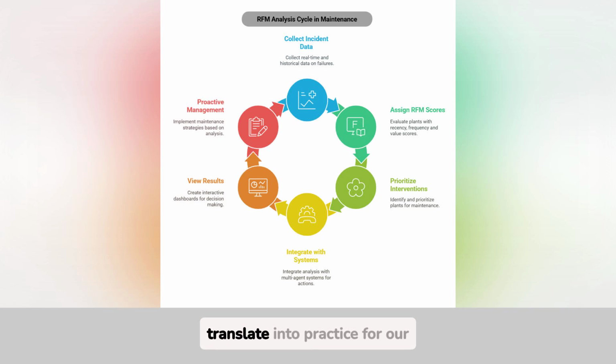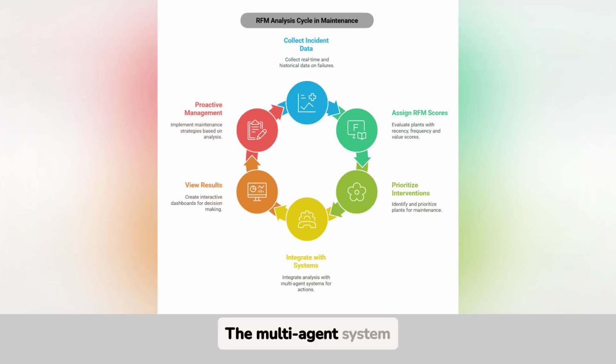Interesting. How does this translate into practice for our facilities? The multi-agent system collects real-time and historical data on incidents at each plant. With RFM analysis, we can assign each facility a score or index that reflects its failure behavior. For example, a plant that has experienced several failures in the last few months and has had a high repair cost will receive a score that indicates a high risk or need for intervention.